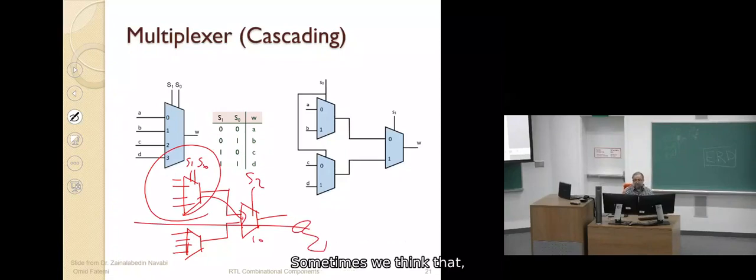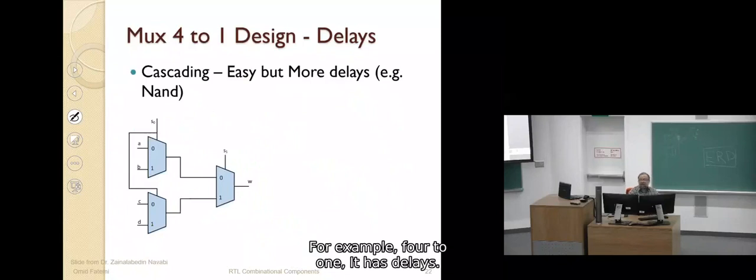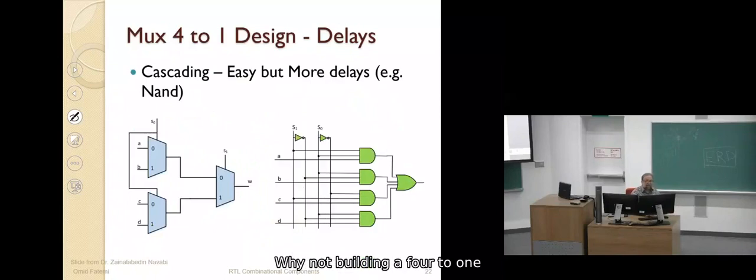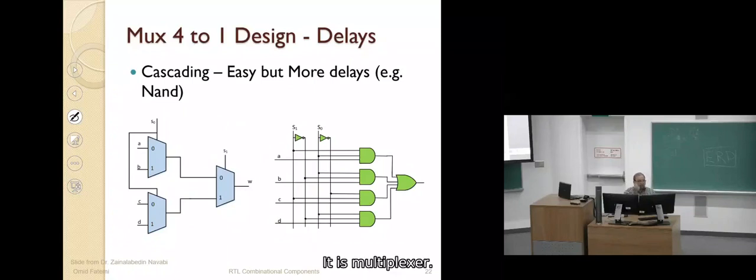So sometimes we think that, okay, 2 to 1 is very small. We can build a bigger one. For example, a 4 to 1. It has delays. So why not build a 4 to 1 with 2-level gates like this? The design is easy. You don't need to draw 64 rows and put the truth table of that. It's easy. It is multiplexer.